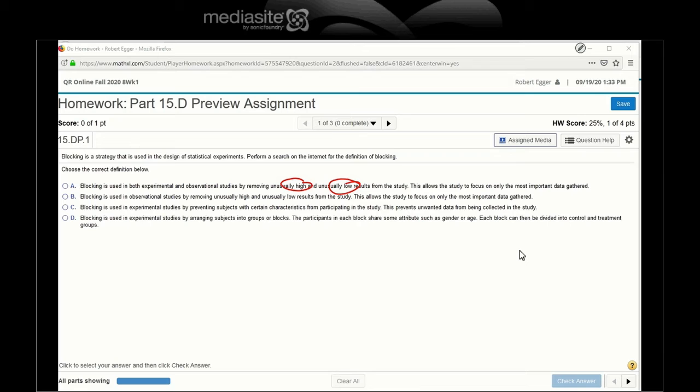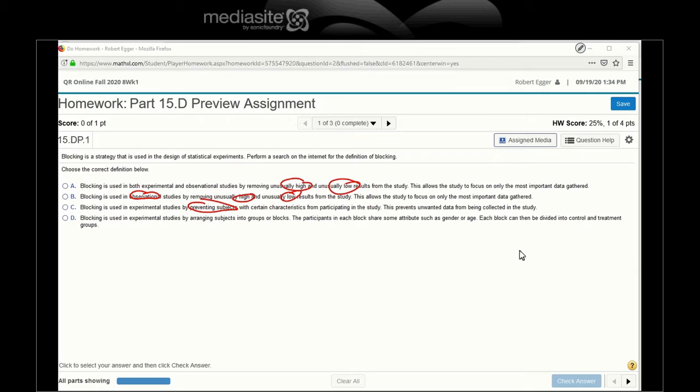Blocking is used in observational studies by removing unusually high and unusually low results from the study. Again, it's only observational, and again it's removing data results. No. Blocking is used in experimental studies by preventing subjects with certain characteristics from participating in the study. This prevents unwanted data from being collected in the study. Is it to prevent subjects? No, actually, we're trying to get subjects that are represented by some characteristics we're interested in isolating.